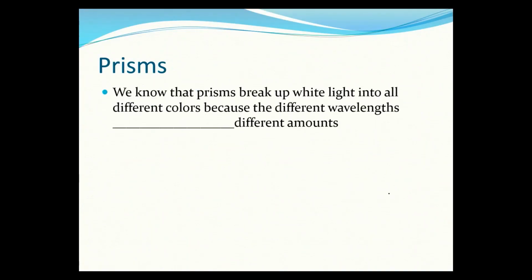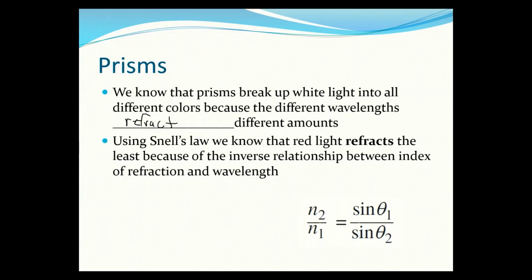The last thing we're going to do is talk about prisms and diffraction gratings. We know that prisms break up white light into all the different colors because the different wavelengths refract different amounts, right? That's Snell's law. That's what we did in the first test. Using Snell's law, we know that red light refracts the least because of the inverse relationship between the index of refraction and wavelength. So when we send white light through, remember, R: red refracts the worst. That means blue or violet light is going to refract the best.